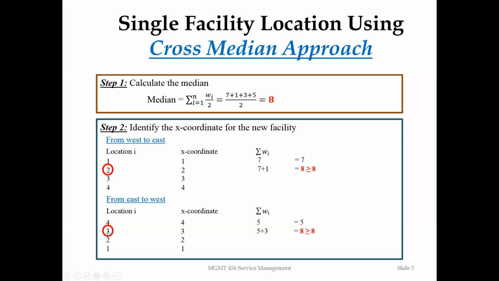Because 2 and 3 are not the same, the x coordinate for the new facility should be anywhere between location 2 and location 3. In other words, in terms of x coordinate, it should be between 2 and 3. The new facility should be built anywhere between x coordinate 2 and 3. Now we know the x coordinate value for the new facility.